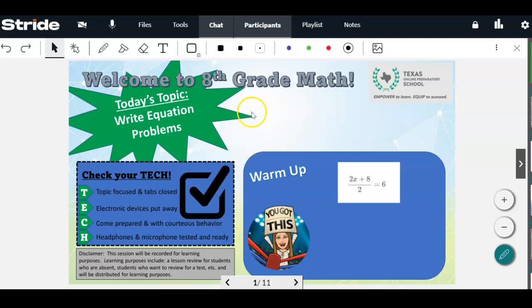Hello. So this lesson is on writing equations for word problems. You're going to see we're going to do word problems and figure out what the equation is. We're also going to have the equation and figure out what the word problem will be. All right, we're going to start with this warm up.